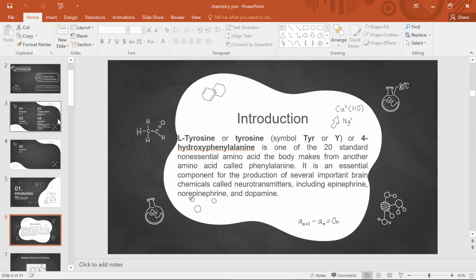It's an essential component for the production of several important brain chemicals called neurotransmitters, including epinephrine, norepinephrine, and dopamine. Neurotransmitters are basically signaling molecules secreted by a neuron to affect another cell across a synapse. A synapse is a space between cells through which signals are transmitted from one cell to another.